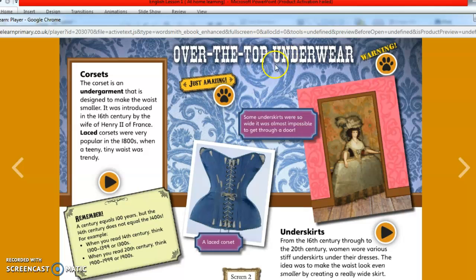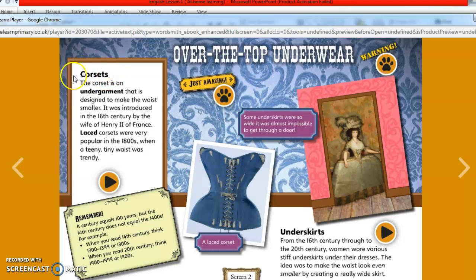Here on this screen, you can see we have our first heading. The heading is over the top underwear. And I know we remember what we said about headings. From the heading, we have other small subheadings which we are going to find on the way this page has been organized. And later on, as we continue to go through this unit, we will find how different writings of nonfiction are organized. But for now, we just need to know how we will find information on this page.